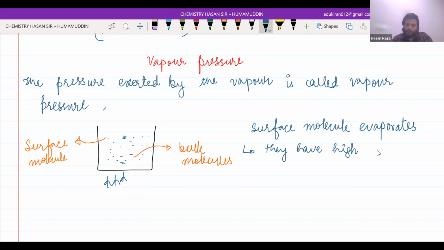From where does this kinetic energy come? When you are giving heat, that energy is stored in these molecules in the form of kinetic energy. And since they have high kinetic energy, that means low force of attraction.